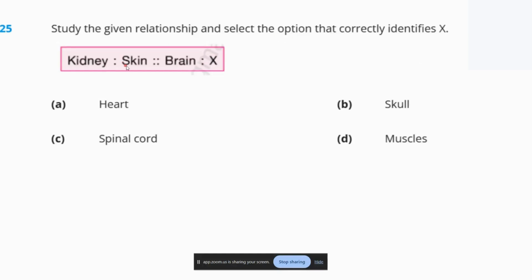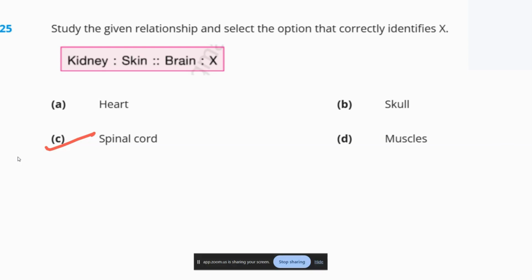So kidney is to skin. So brain is to spinal cord. Spinal cord, this is our correct answer. Option number C. Because if kidney and skin are organs related to each other, therefore brain and spinal cord are also related to each other.